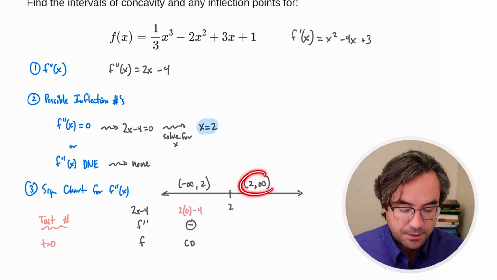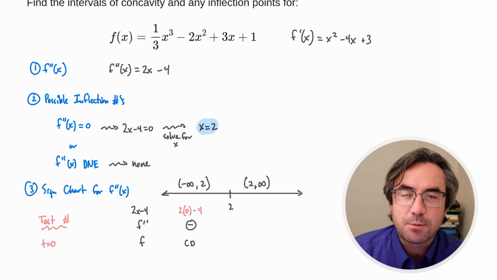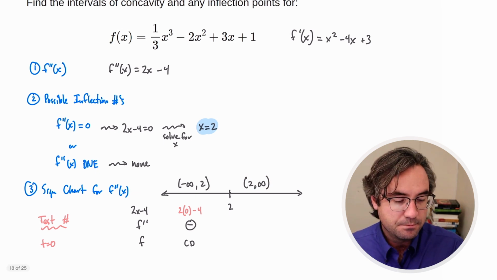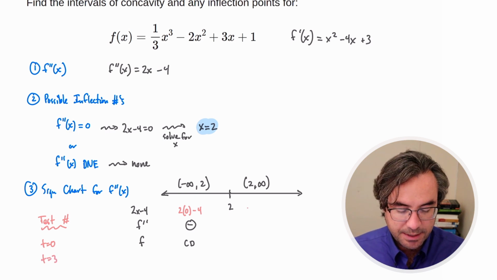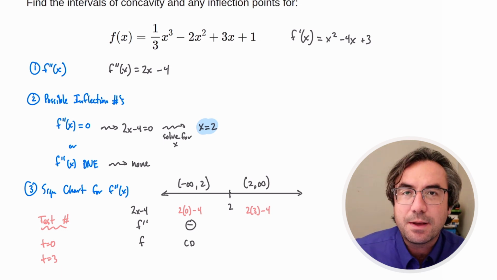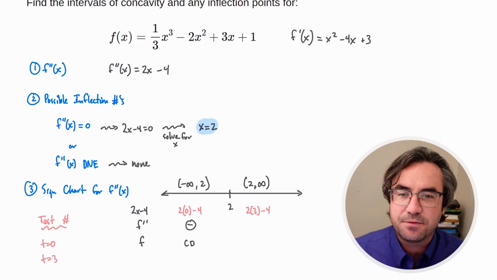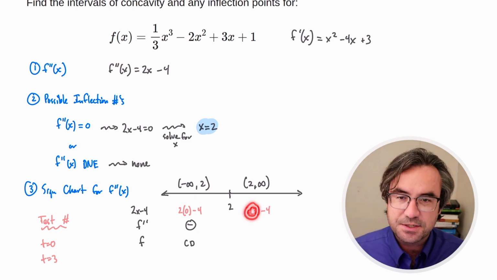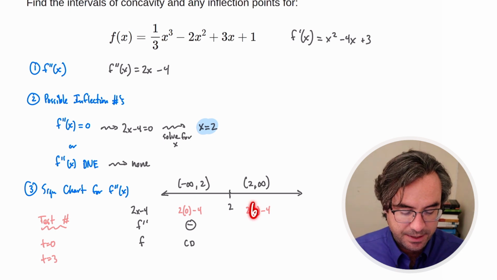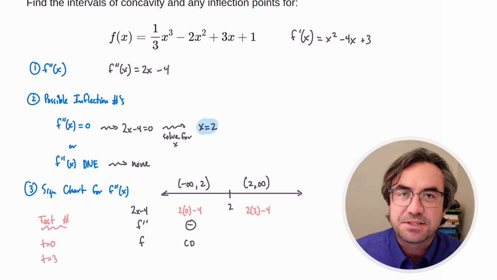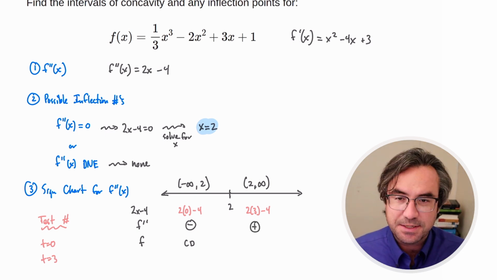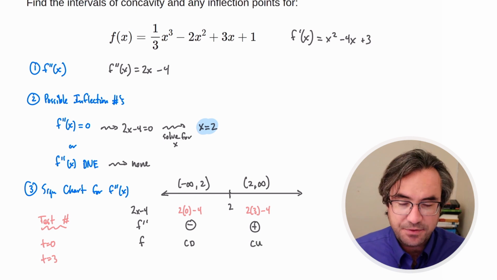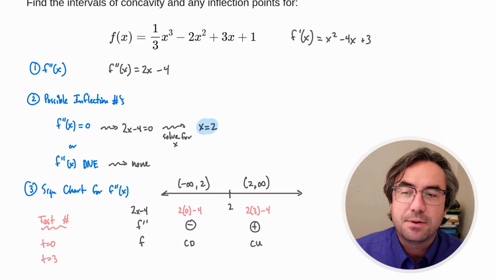Okay, well, let's go to the next interval. So pick a number bigger than 2. Keep it easy, maybe like 3. Plug it in, so we end up with 2 times 3 minus 4. We don't really care about the number. We just want to know, is it positive or negative? Well, 2 times 3 is 6, so we end up with 6 minus 4, positive 2. So the main result here is that this is positive, which tells us that the original function is concave up on that interval.